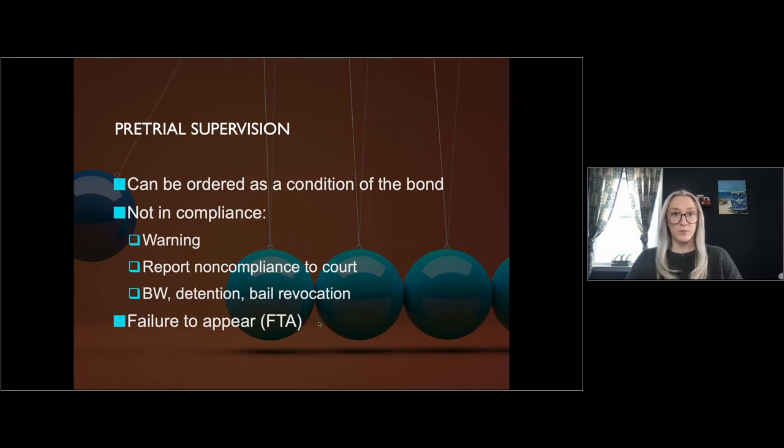Those who are not in compliance will typically be given a warning the first time. If they continue to be non-compliant, they may have to report back to court, and the officer will give recommendations for additional conditions that should be put in place. And then lastly, if it was a very serious offense, maybe they were on the electronic monitor and they cut it off, then they'll issue a bench warrant. They might simply detain that offender, or they could revoke their bail.